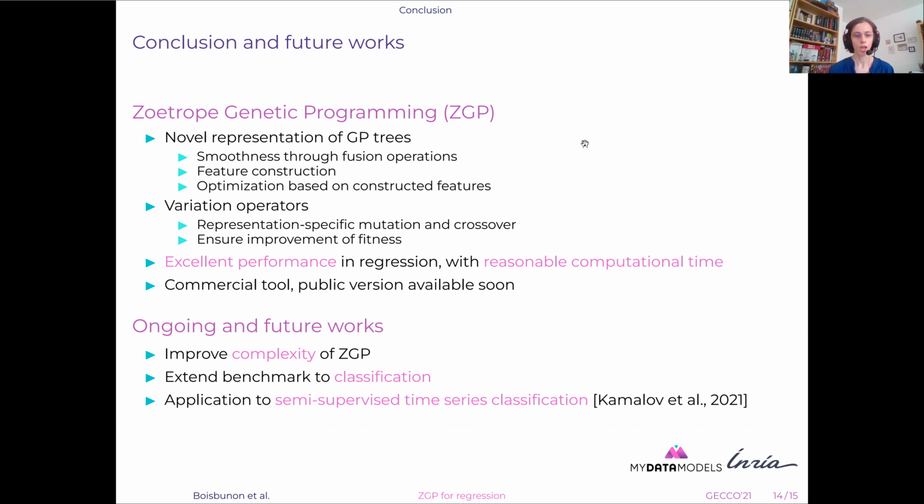So finally, as I mentioned before, we are working on improving the complexity of the models generated by the GP. And we are also looking at seeing how it compares with state of the art in classification, because it also can be used in classification. And finally, I'd like to mention that in classification in particular, we applied it in a semi-supervised context with a pre-processing step for labelization. And we got very good results for application in time series, especially for motor failure detection.